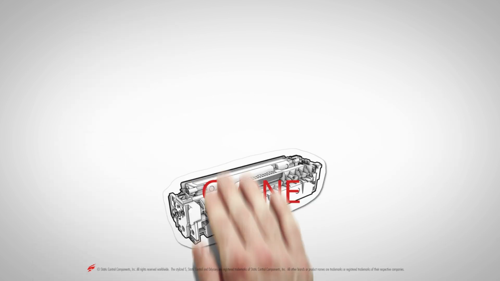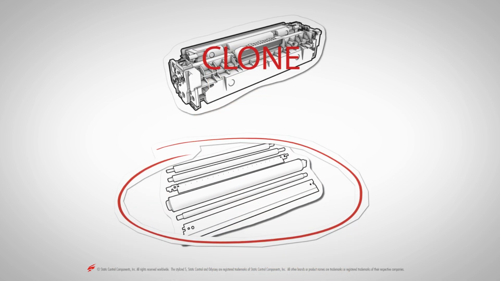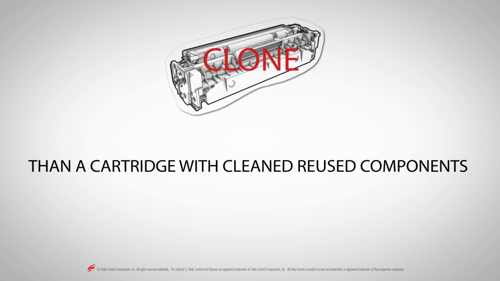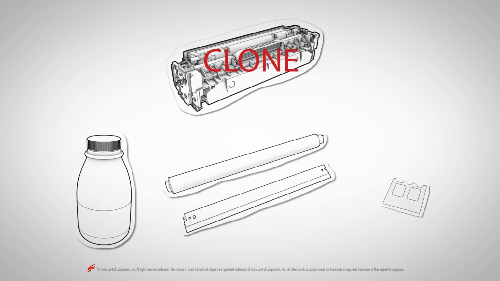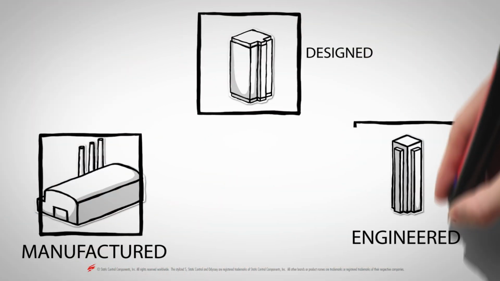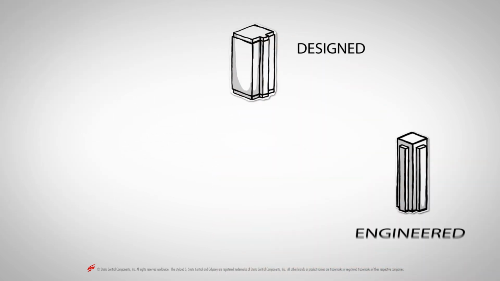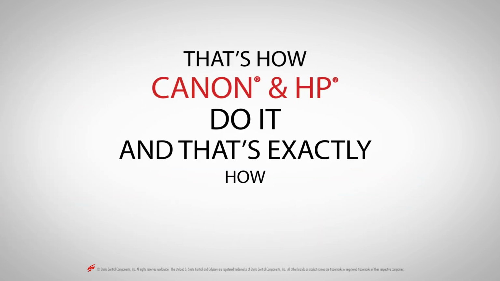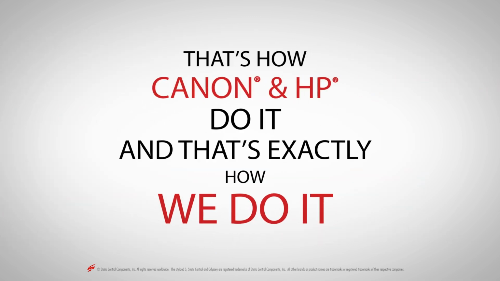Clone cartridges are built with the collection of all new components, but that does not make them any more dependable than a cartridge with cleaned, reused components and only new toner, drum, wiper blade, and chip. The problem is components that are designed and manufactured in isolation from one another. To achieve the highest quality, components must be engineered and manufactured as an integrated system. That's how Canon and HP do it, and that's exactly how we do it for Color Control systems.